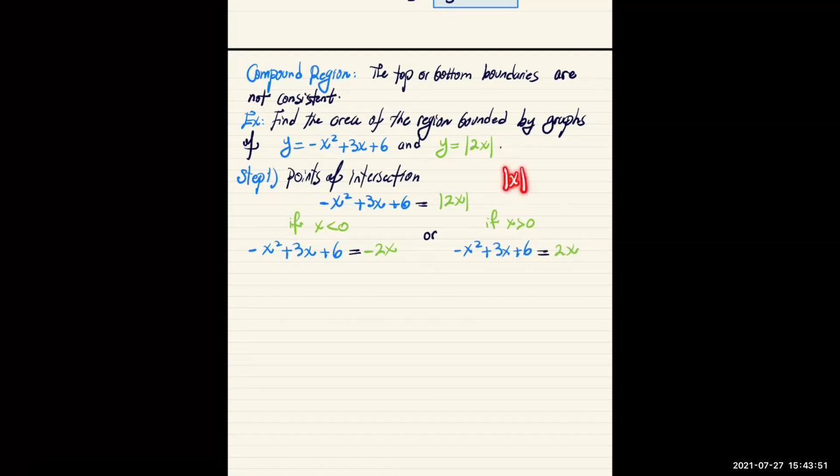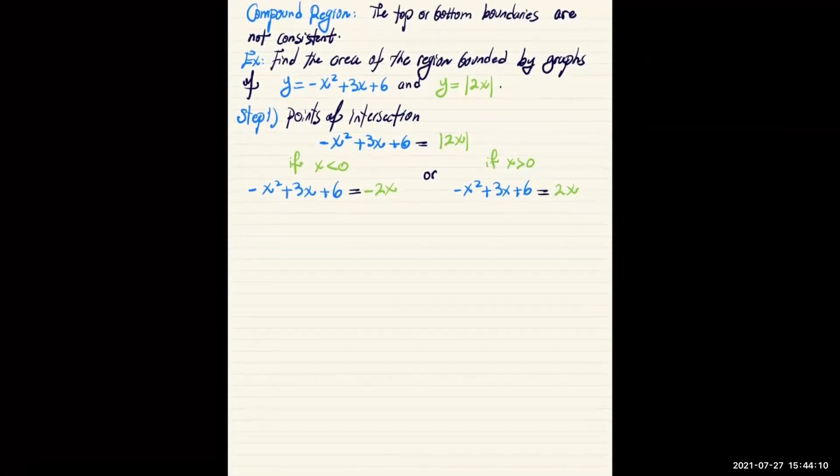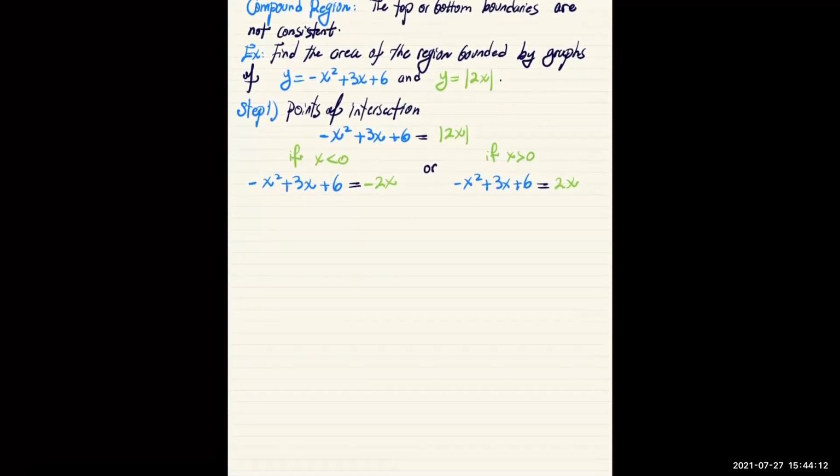Remember, absolute value of x is equal to positive x if x is positive, negative x if x is negative. And it doesn't matter if there's a 2 in front. We all know how to deal with absolute values. We've done plenty of them. So solve this equation, and remember that the solution of this equation has to be less than 0. Let's see how to solve this.